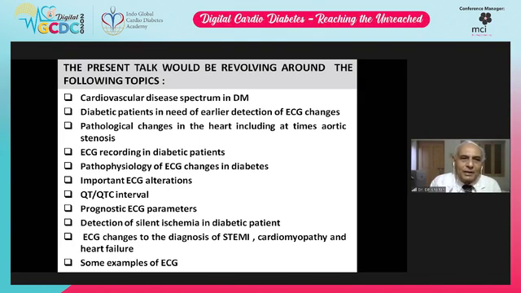The next ones would be important ECG alterations, QT versus QTc interval, prognostic ECG parameters, detection of silent ischemia in diabetic patients, and ECG changes in the diagnosis of STEMI, cardiomyopathy, and acute heart failure. At the end, I am putting some examples of the ECG for proper understanding.